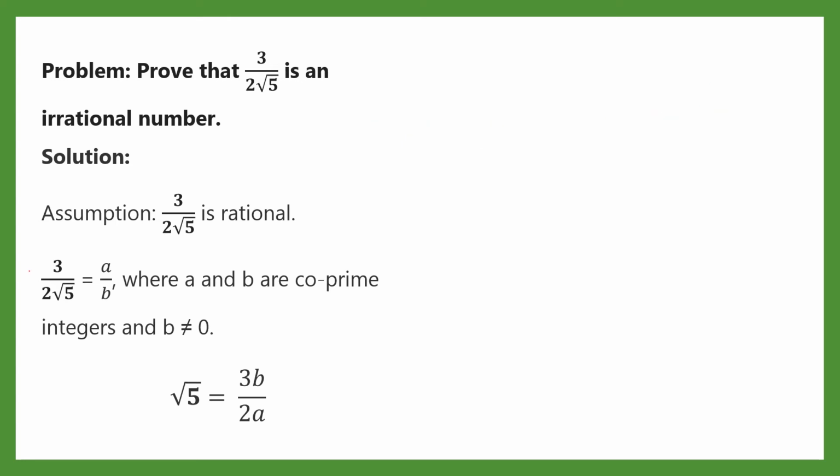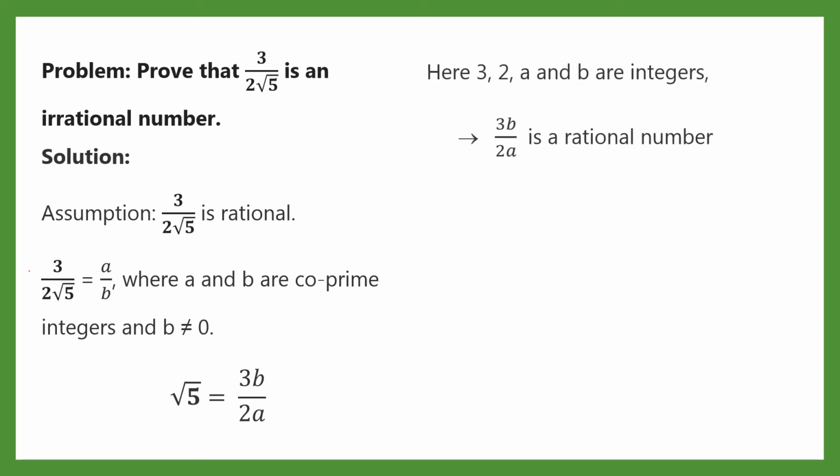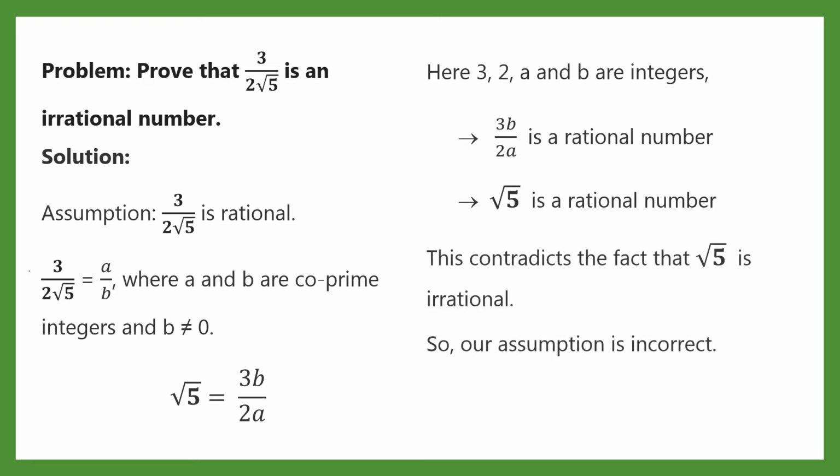Now by simplifying we get root 5 is equal to 3b by 2a. Here 3, 2, a and b are integers. So 3b by 2a is a rational number. Now 3b by 2a is equal to root 5 in the above equation. So root 5 is a rational number. This contradicts the fact that root 5 is irrational.